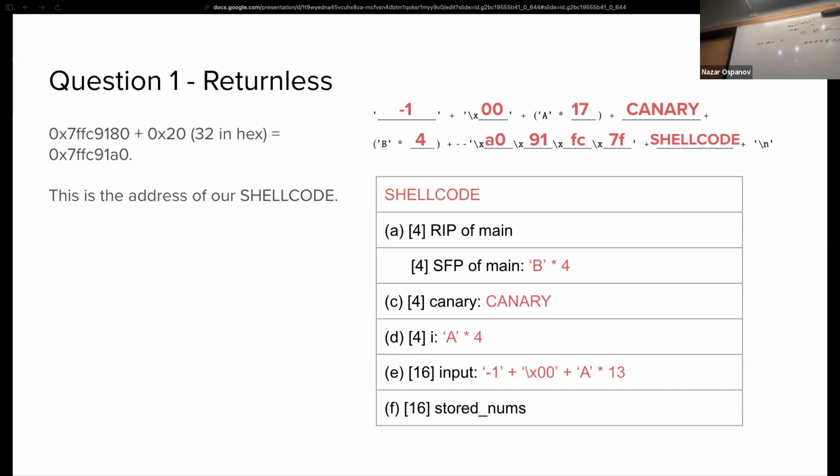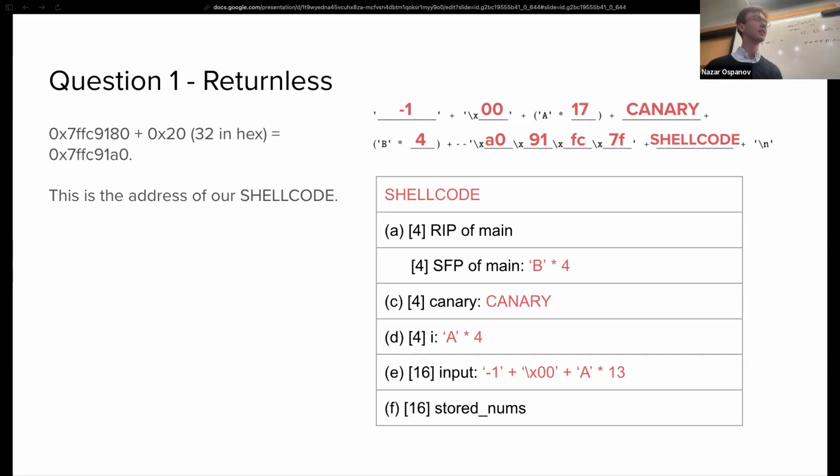Then notice that from the beginning of the input to the canary, we have 20 bytes total that we need to overwrite with some garbage. If those 3 bytes are already taken by -1 and the null byte terminator, that's how we get 17 A's, because we're just filling everything up until the canary. And then we want to overwrite the canary with the canary, if that makes any sense. Does it make sense? Okay.